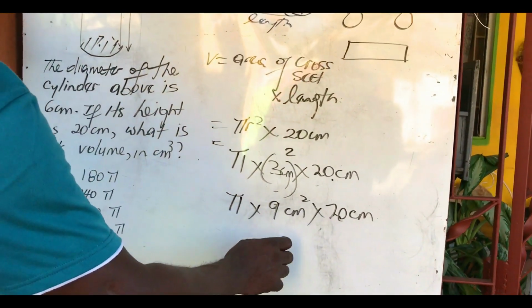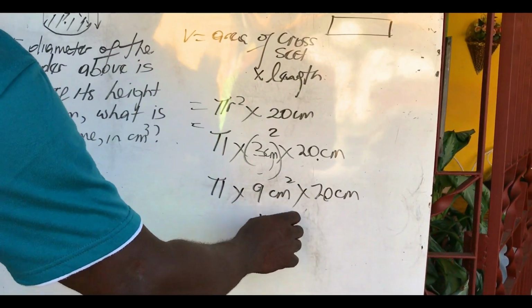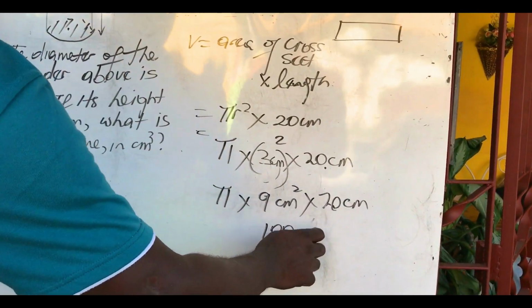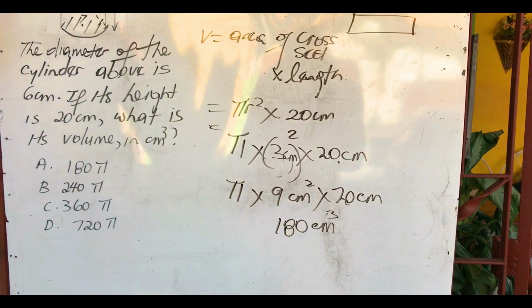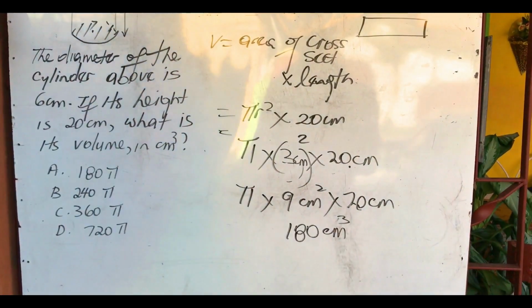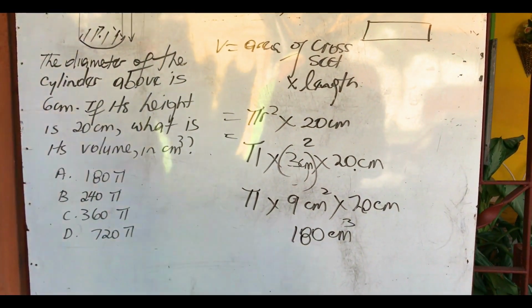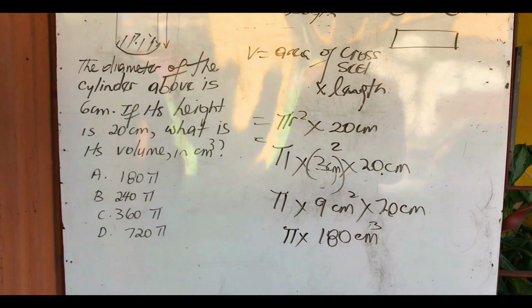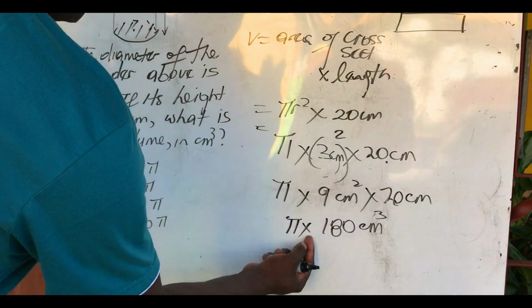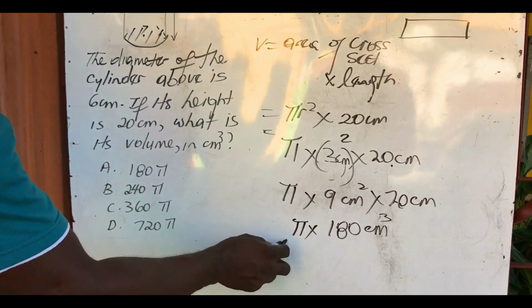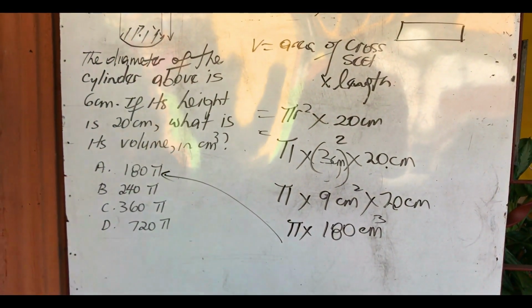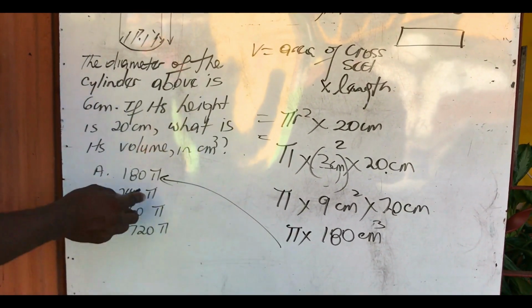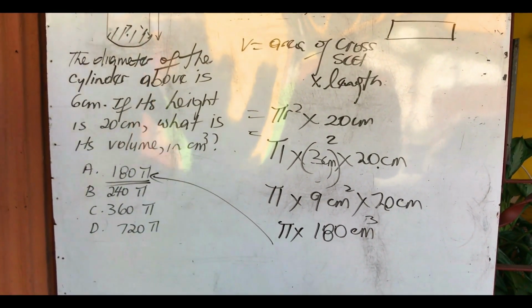And we know that 9 twos is 18. Join the 0. This with this will give us cubic centimeters. So volume is always in cubic, unless it is like liters, etc. So it's pi times 180 cubic centimeters. So what we do is we multiply 180 times pi, and we get 180 pi. But since the answer is in cubic centimeters, we can simply have 180 pi right there.